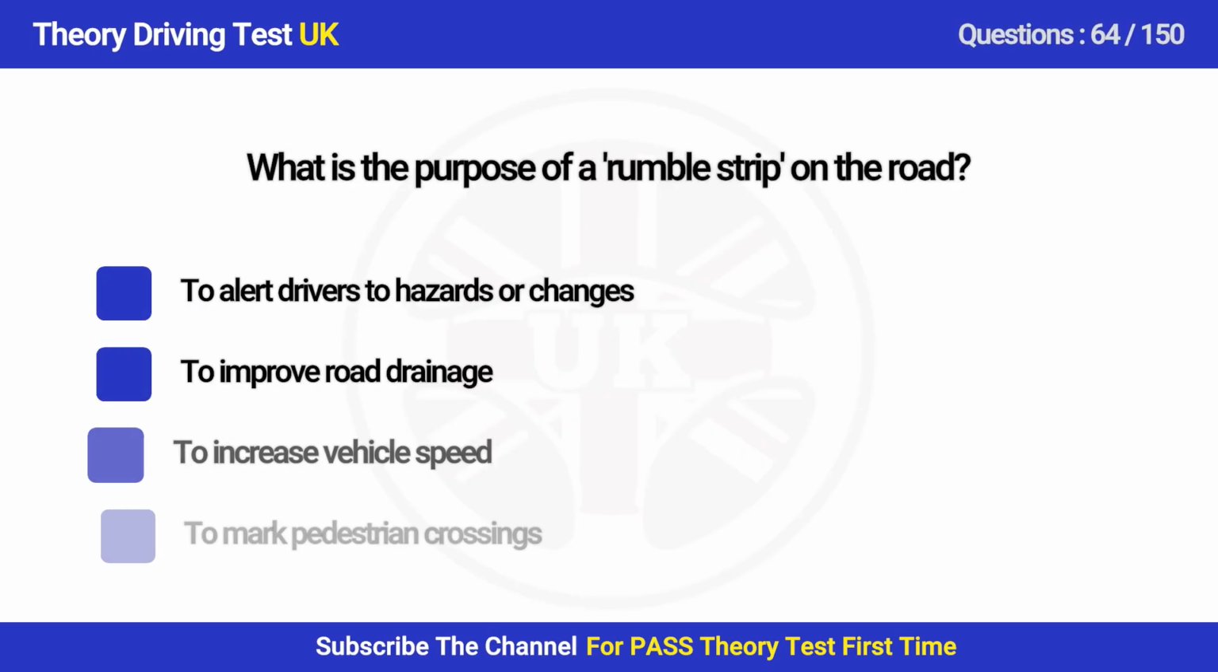Question 64. What is the purpose of a rumble strip on the road? A, to alert drivers to hazards or changes. B, to improve road drainage. C, to increase vehicle speed. D, to mark pedestrian crossings.